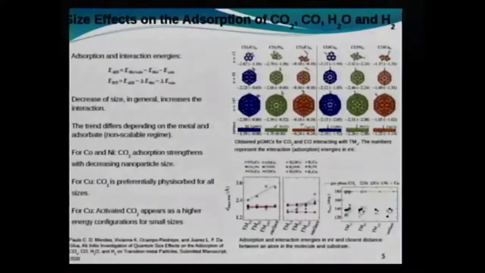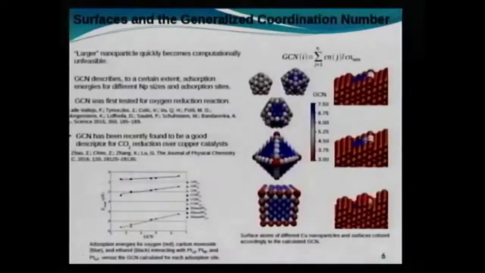However, if we go a bit deeper into these results about copper, we observe that the distance between CO2 and copper decreases as we decrease the nanoparticle size. And for clusters with 55 and 13 atoms, a bent CO2 can be observed as a higher energy configuration. So it is possible to activate CO2 due to size effects on copper. These results are in this paper that we are about to submit, so you're welcome to check a little bit more about that.